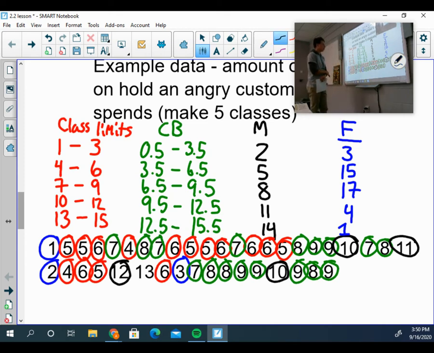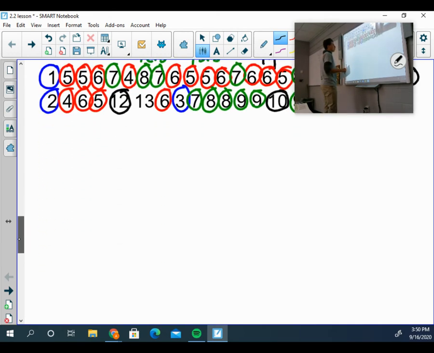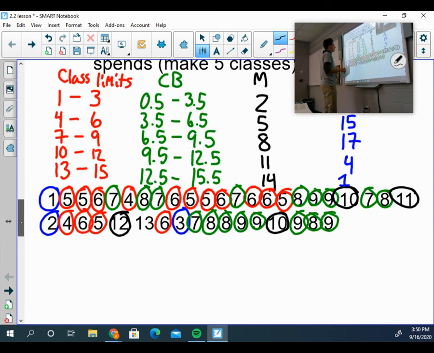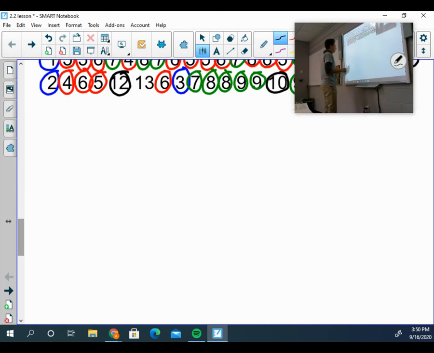If it's not, pause the video and let me know. There are a lot of steps to this, and so it's going to take a lot of practice for you to get better. So what happens now that we have our frequency? Well, now we get to make the histogram. We actually get to make the graph. So what is our graph physically going to look like?